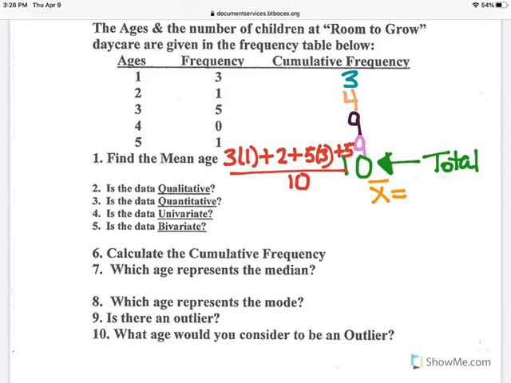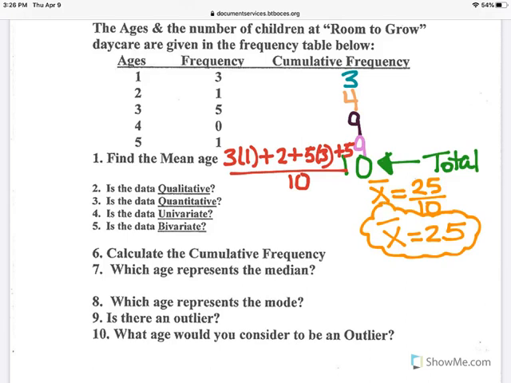So again, the mean, that symbol is X with a line above it. 25 divided by 10 is going to give you your average of 2.5, which means that the average age of a kid at this daycare is 2.5.